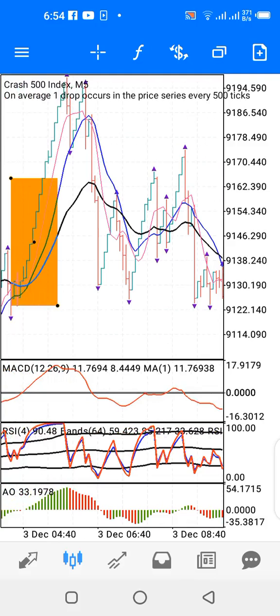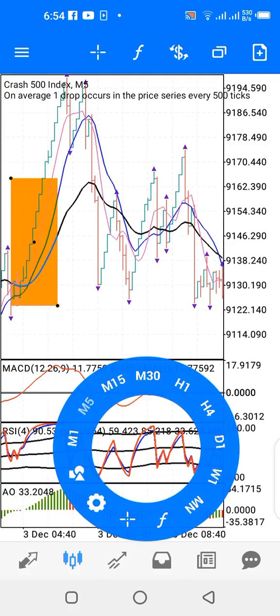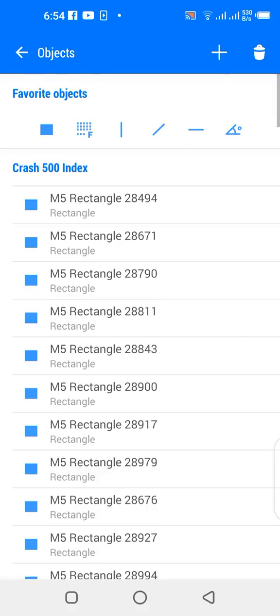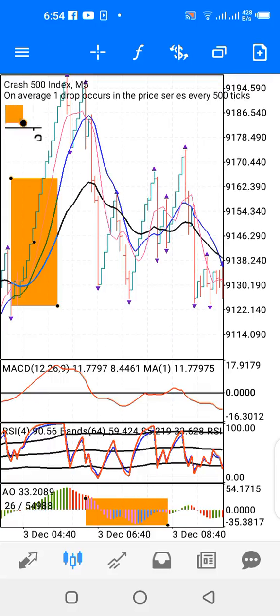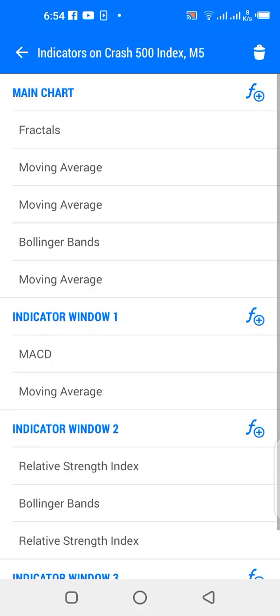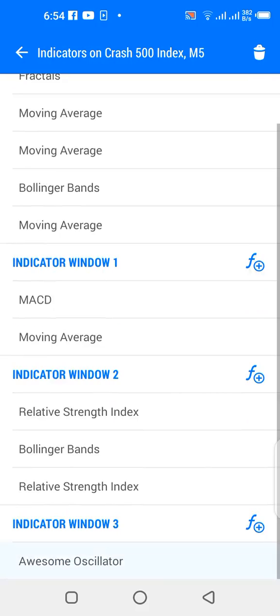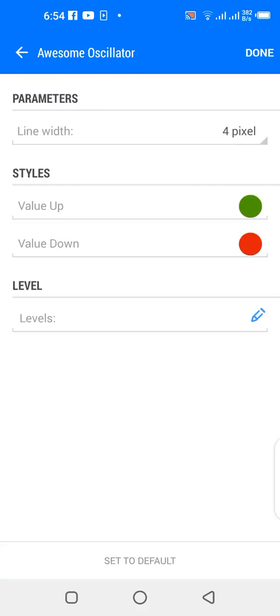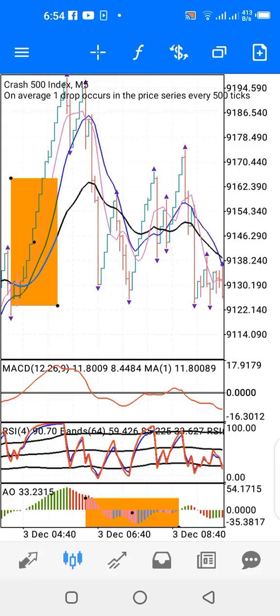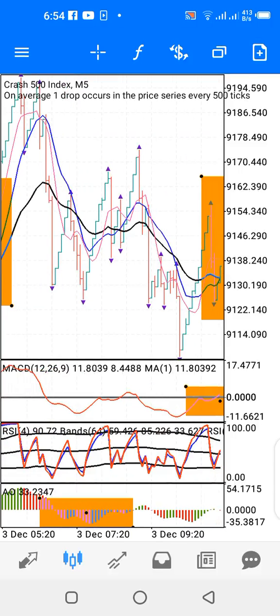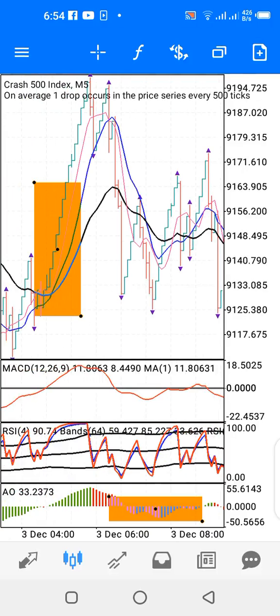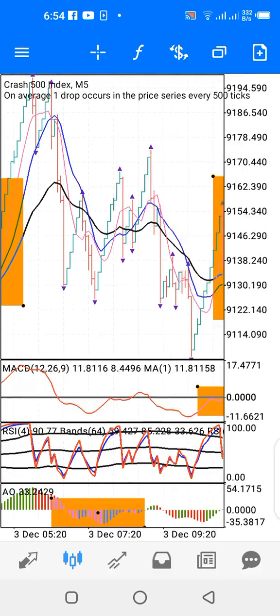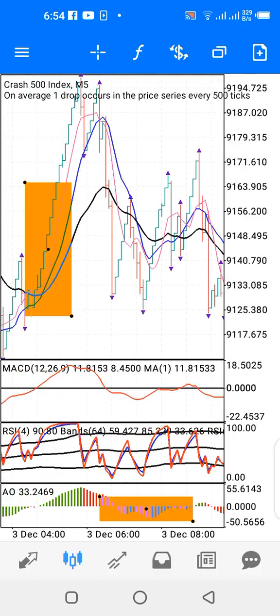All right, now let's look at the last indicator window, which is indicator window 3. Let's look at the settings. For indicator window 3, we have just the awesome oscillator. The value up color is green, the value down color is red. Let's look at the way it works. This indicator window 3 works well in sync with indicator window 1.